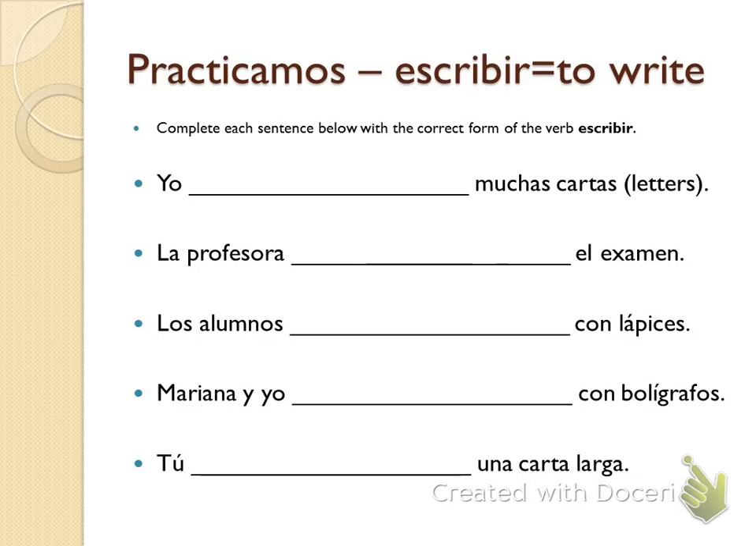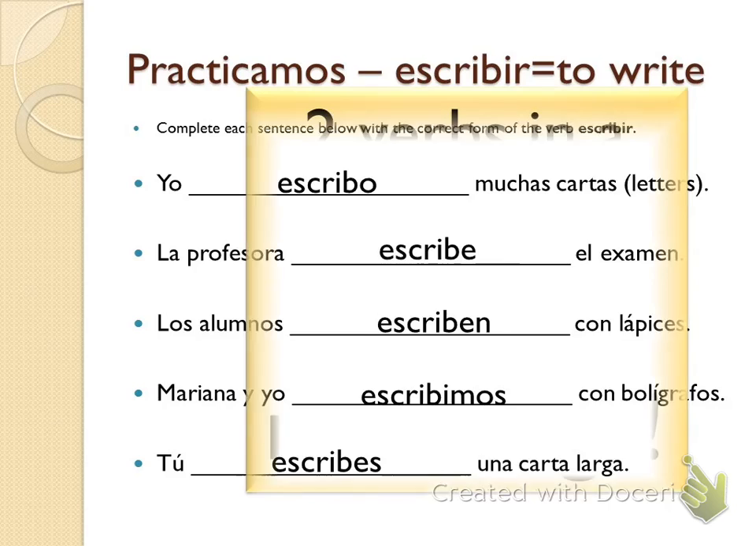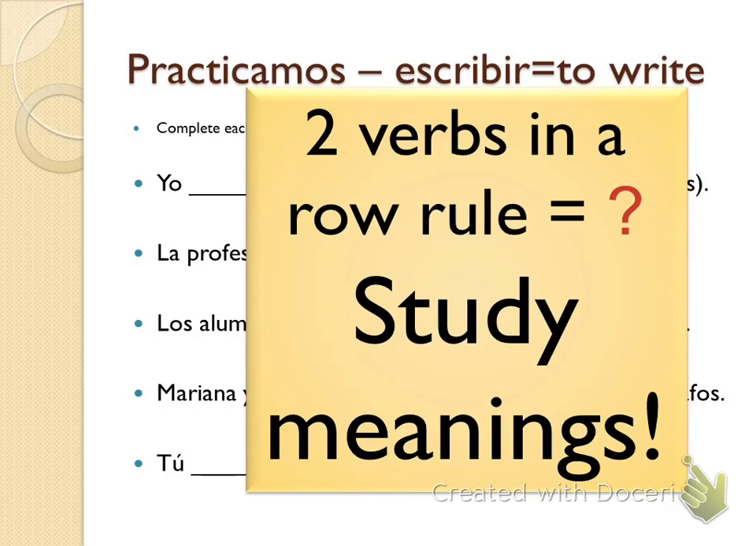Let's try escribir. Yo escribo. La profesora escribe. Los alumnos escriben. Mariana y yo escribimos with an IMOS. Careful not to do EMOS on that one. And tú escribes. Good. Okay. All right, so the two verbs in a row rule, there has to be nothing at all in between for you to conjugate the first verb, not conjugate the second one.